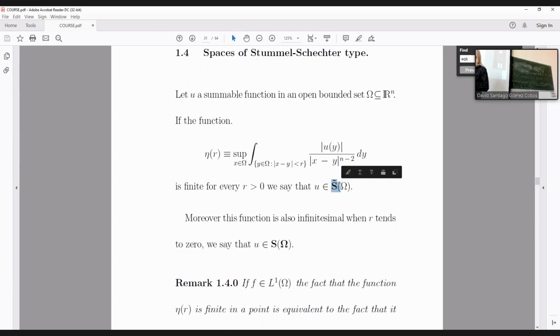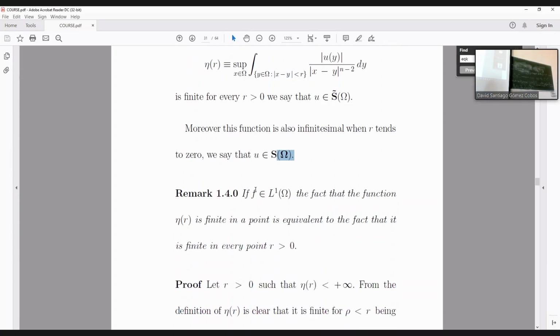In the case that the function eta is also infinitesimal as r tends to 0, like the vanishing Morrey class, we consider only this as S omega. So later we will consider sometimes S tilde and sometimes S. S is the one where the integral function tends to 0. Well, if f is a summable function in omega, the fact that the function eta r is finite in a point is equivalent to the fact that it is finite for every r more than 0.